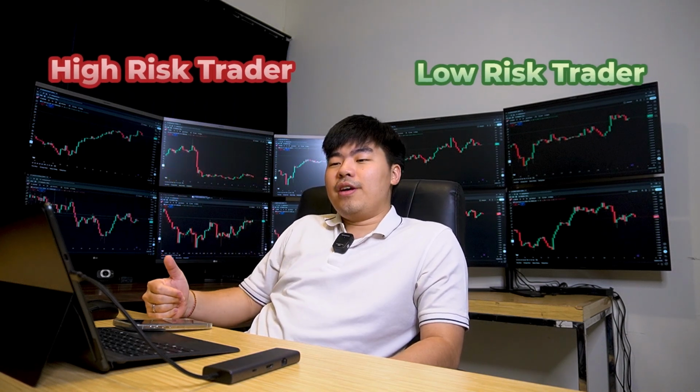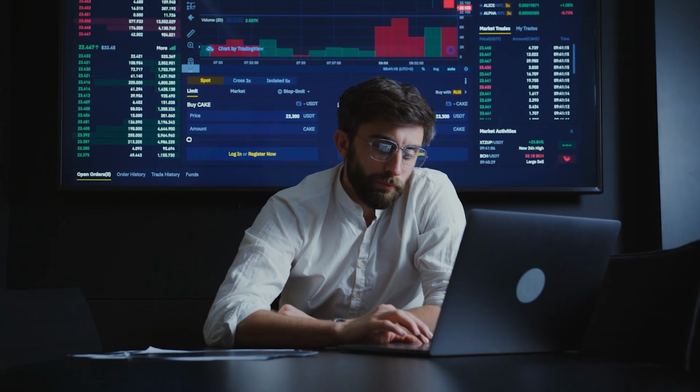Okay, I'm going to tell you this. There are two types of traders out there, the high risk trader and the low risk trader. Usually the low risk trader tends to use lower leverage. They tend to use stop loss, they use smaller lot sizes, and usually their account balance is higher, so they deposit a bigger amount. They want to be conservative, they want to make consistent profits, and that's the opposite of the high risk trader.